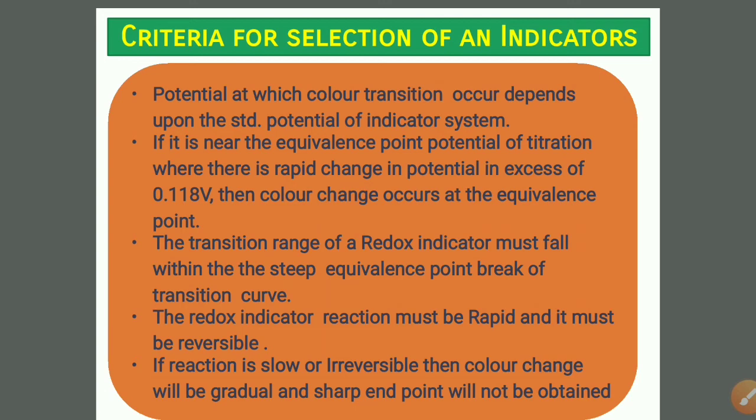The redox indicator reaction must be rapid and it must be reversible. If a reaction is slow or irreversible, then the color change will be gradual and a sharp end point will not be obtained. So the last two points are very important, because if the redox indicator reaction is slow, then the change in color will be very slow or gradual, and the end point will not be obtained at the right point. That's why the redox indicator reaction must be rapid and reversible. So these are the criteria for the selection of an indicator.